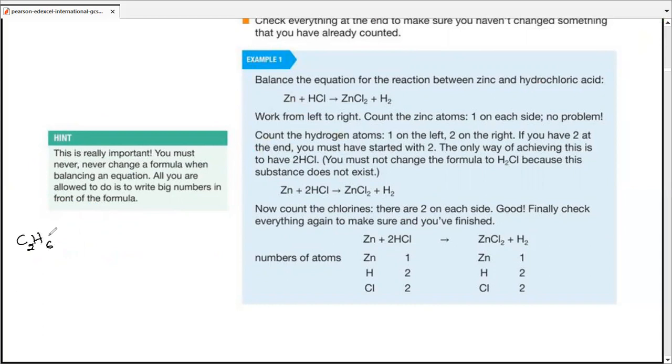C2H6 plus O2. This is ethane. This is the gas commonly used for burning purposes. As a fuel, it produces carbon dioxide and water, just like methane we commonly use as a fuel. Go ahead, balance it up.